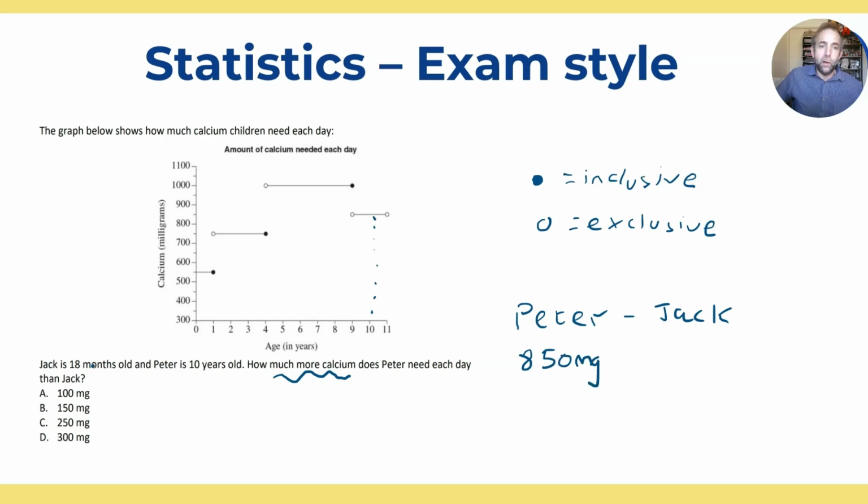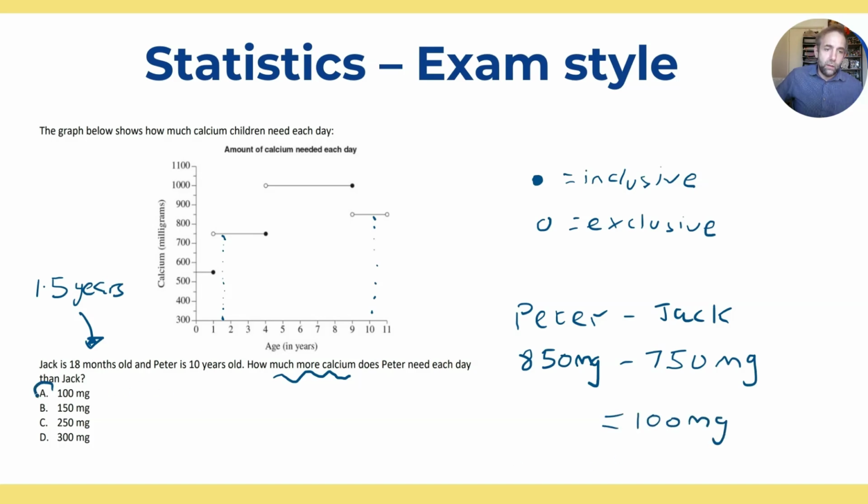Jack is 18 months old. So again, another little tricky bit there. 18 months old is 1.5 years. So if we go up from 1.5 years, we're on this line. So Jack is going to need 750 milligrams. 850 milligrams minus 750 milligrams is 100 milligrams. And again, LANTITE style, because we are given multiple choice, the correct option to choose is A.